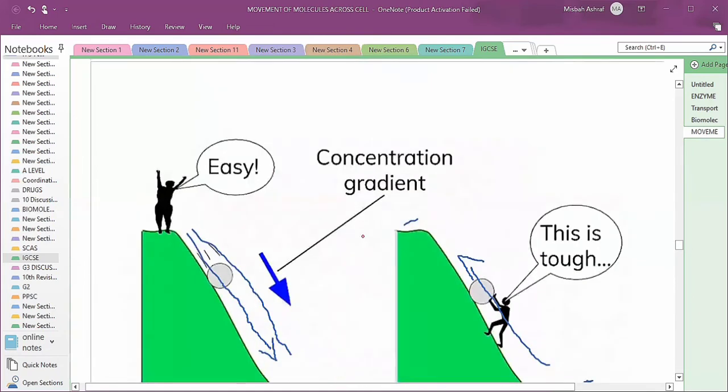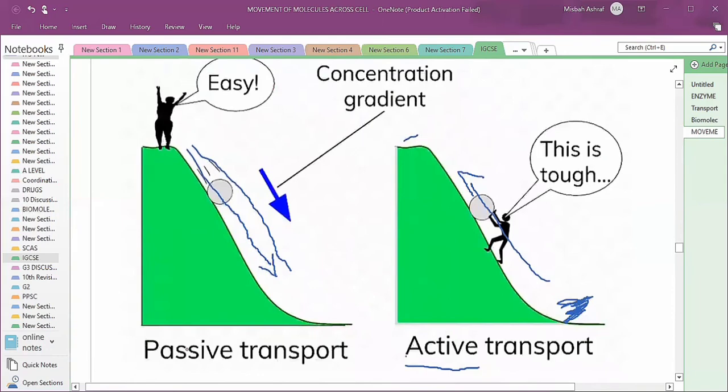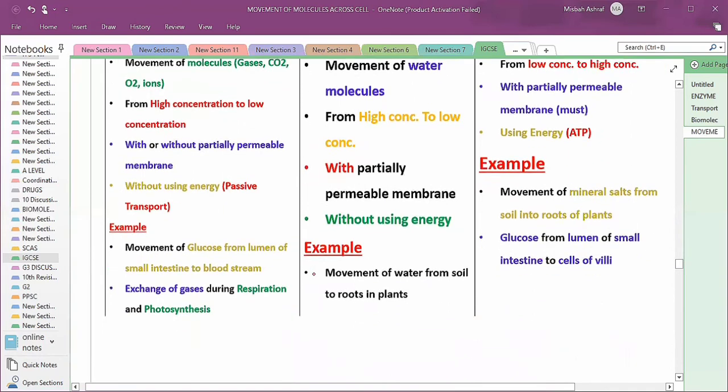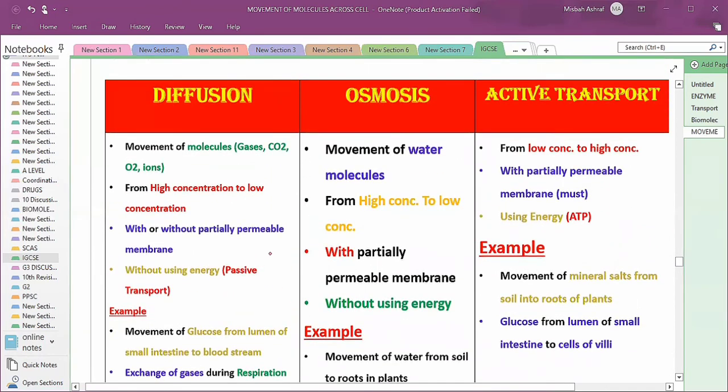Next, we have already discussed that this is passive transport, where molecules move from higher to lower concentration, and this is active transport, where molecules move from lower to higher concentration. So when we have to move molecules from lower to higher, energy is always used. This is the comparison, and here I'm going to tell you how it will be marked in the mark scheme, or which points are important. While writing these, you have to write down those points.